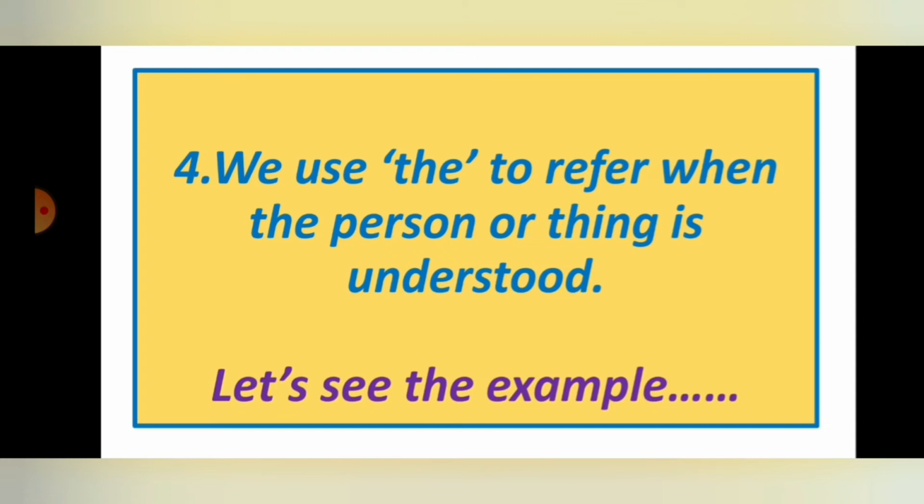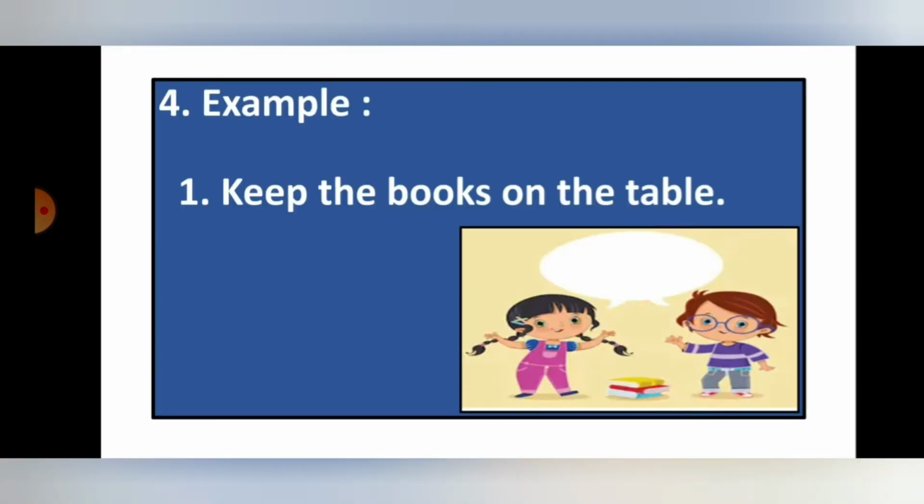Then number 4, we use the to refer when the person or thing is understood. This rule is given in page number 39. Go back to page number 39. Now we will see the example.